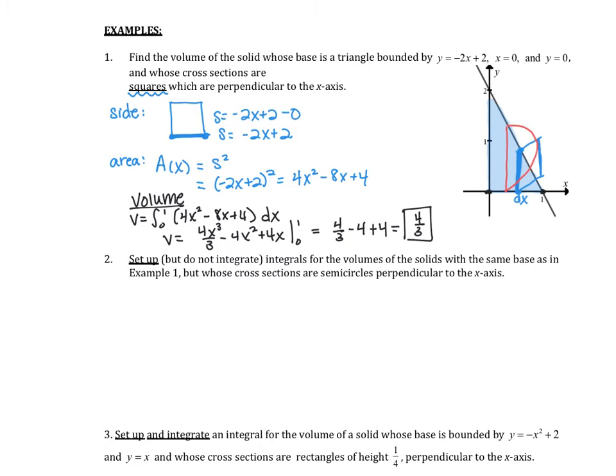So let's think about the side for this. The dimension of the semicircle is still this dimension here, and it's still negative 2x plus 2 minus 0. So the side actually doesn't change. We knew that. But remember, this represents the diameter, not the radius.